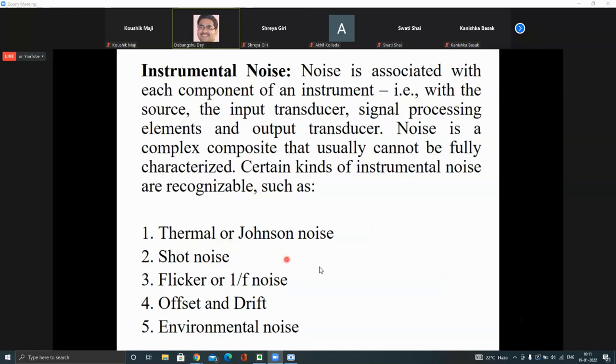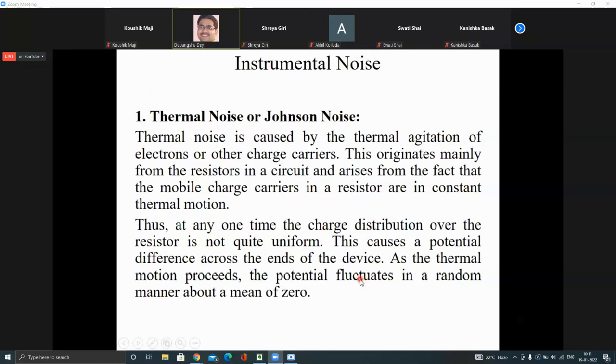So thermal noise or Johnson noise is because of, say, one resistance that you are using. Now in that resistance, there will be some flow of electrons if the resistance is carrying some current. So I am drawing this as a resistance.